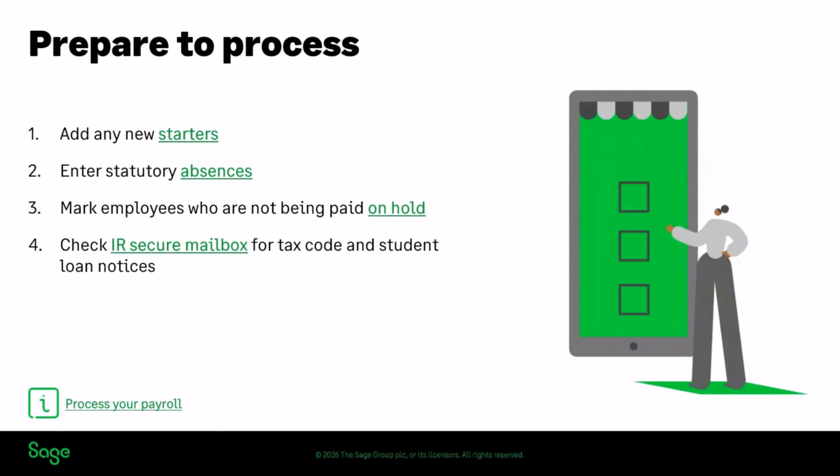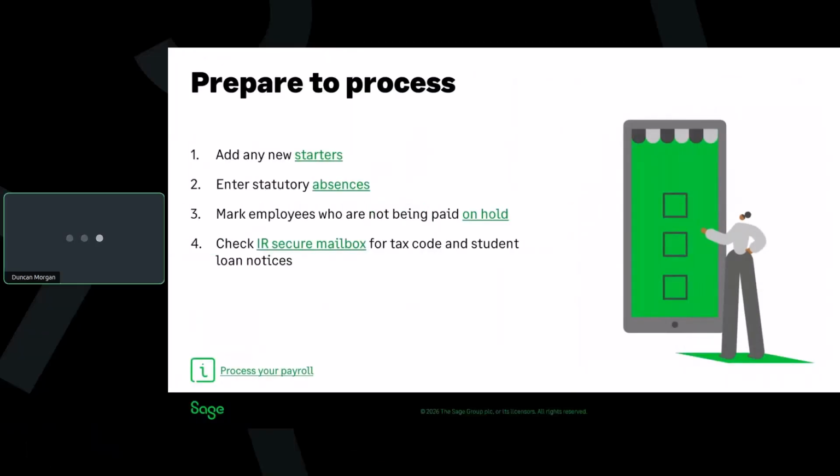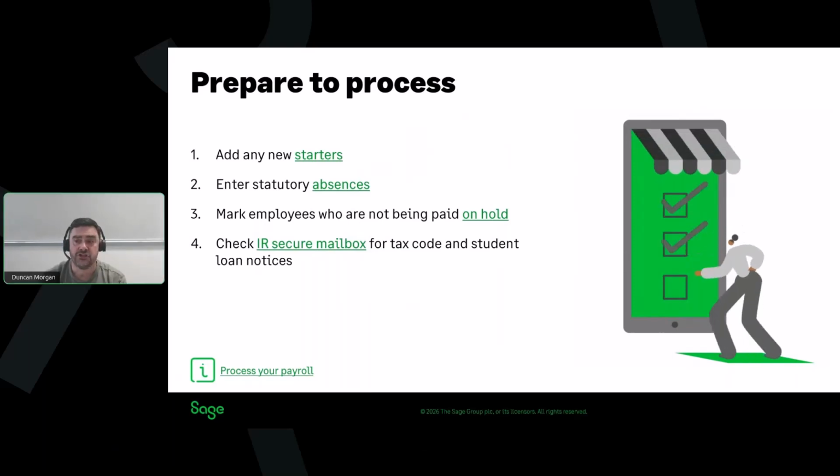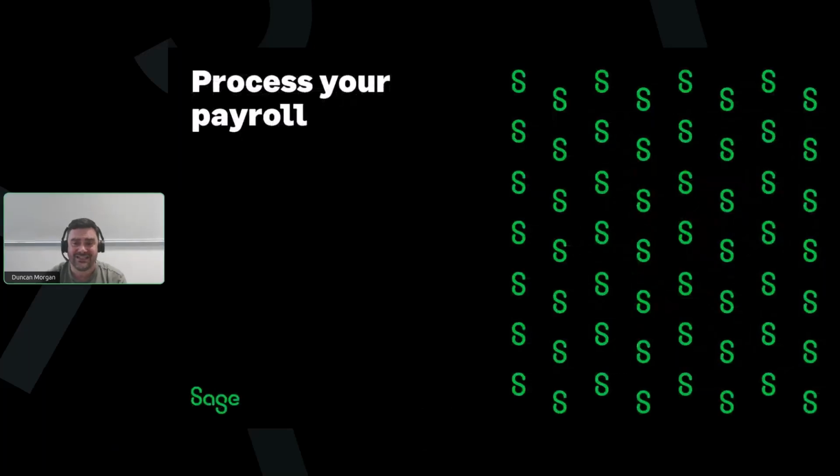Just to recap those 4 steps. Number 1, we added a new starter who joined us since our last pay run. We've entered some absence information so that we can calculate statutory maternity pay. We've marked an employee who's not being paid on hold, and we've checked to see if we have any new tax code or student loan notices. And with all of that complete, we are now ready to move on to the main payroll process itself.